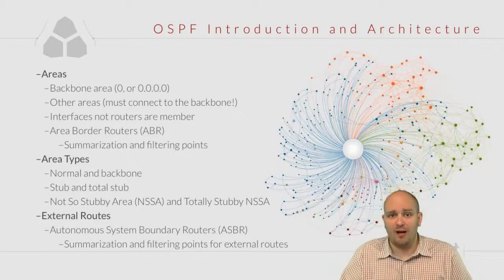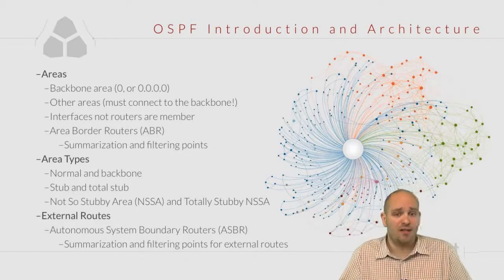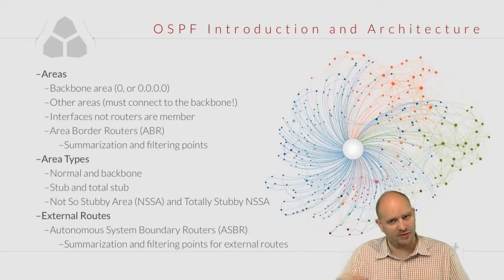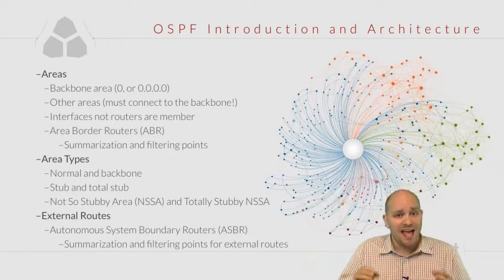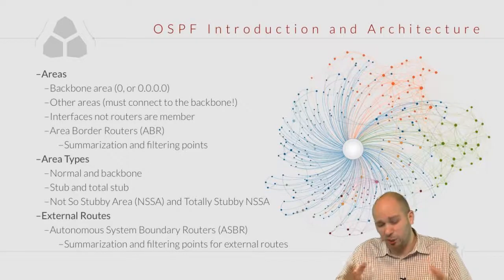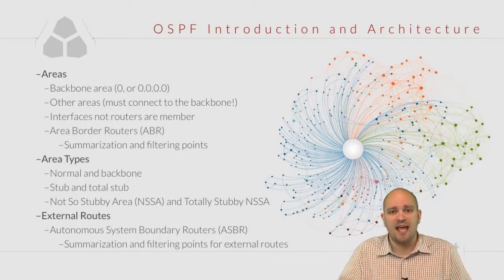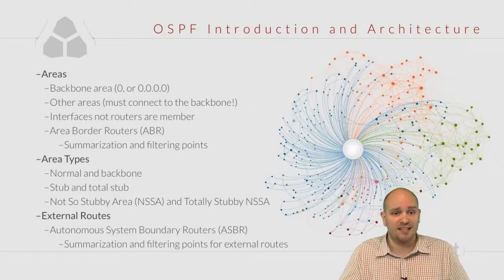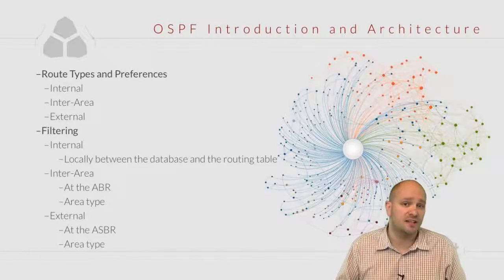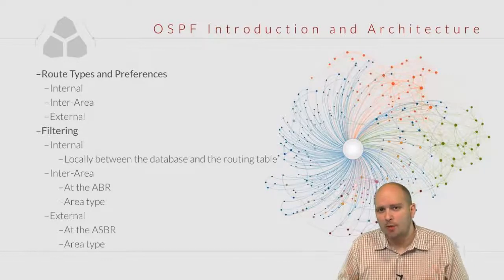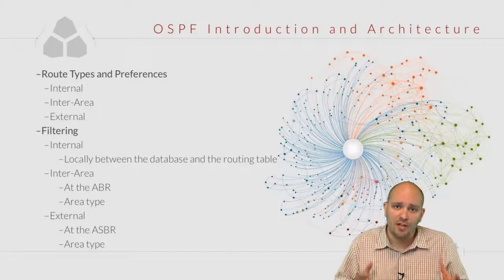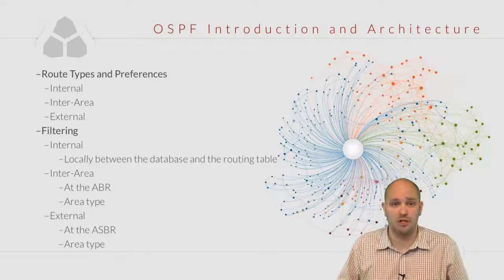And external routes in OSPF are carried in normal and backbone areas using type 5 LSAs with a little bit of assistance from type 4 LSAs, and in the NSSA and totally stubby NSSA areas, these external routes are carried in type 7 LSAs. Not only does OSPF differentiate between different link state advertisements, but when the routes are injected into the routing table by OSPF, they are differentiated based on where this information was learned from.